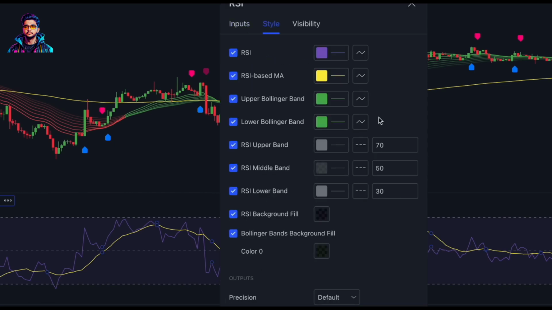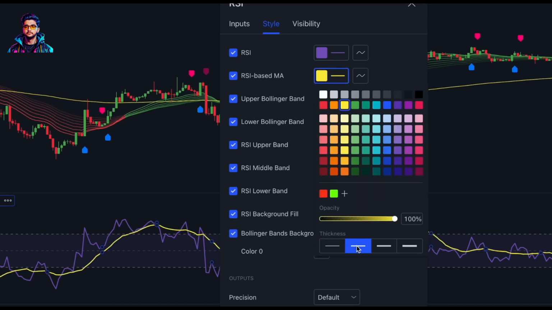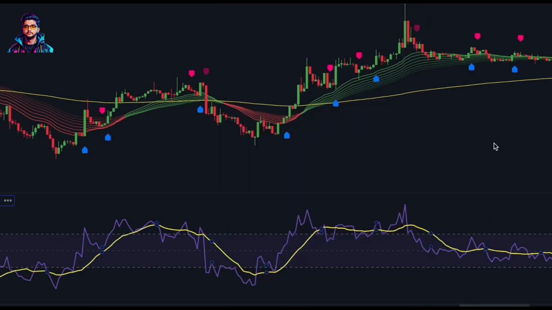This way we will get more valid trade entries. So open the style of the indicator and change the RSI upper band to 60 and the RSI lower band to 40. Okay, the setup is complete. Now let's move on to the entry conditions.